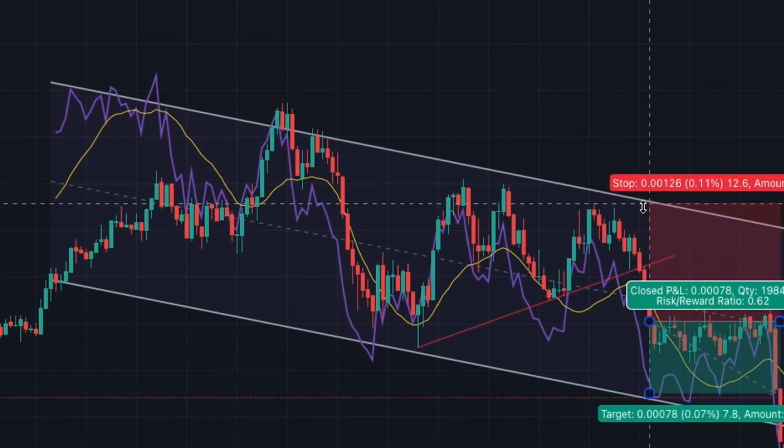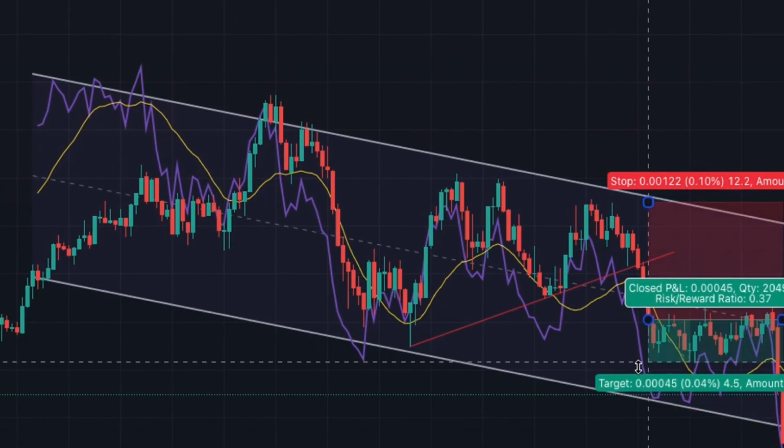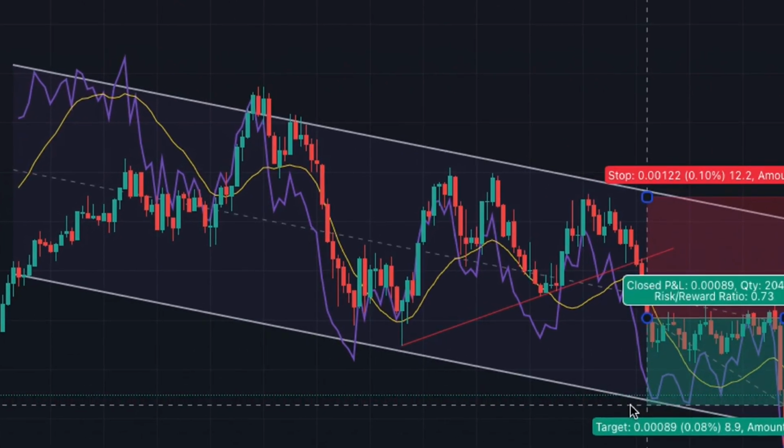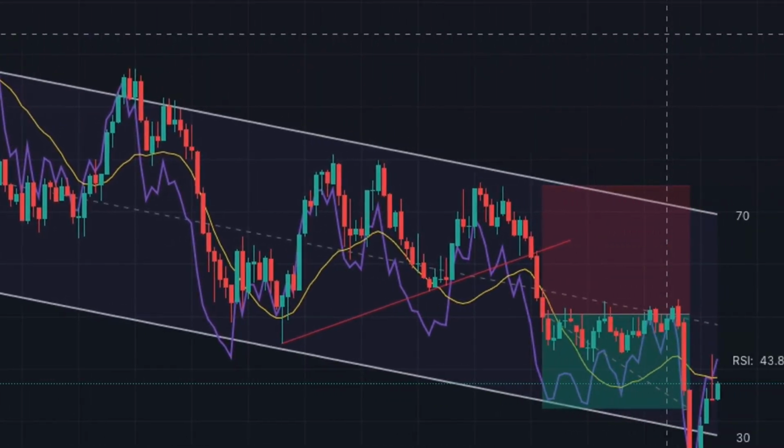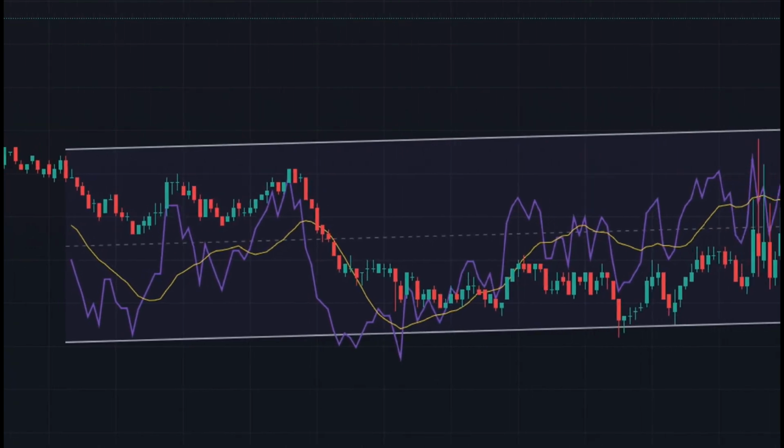Your stop loss goes above the second candles or the last significant swing high. Your target could be the previous lowest low, and if the momentum is strong, you can aim for the lower channel band. Now here's when to avoid trading this setup.